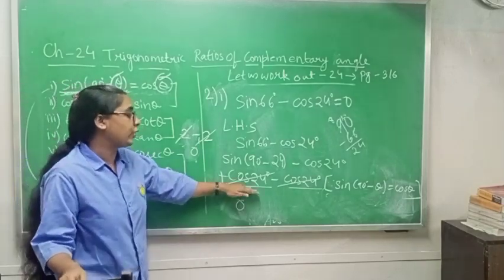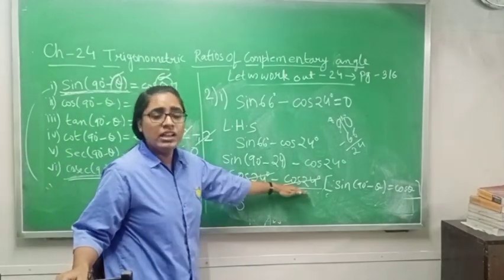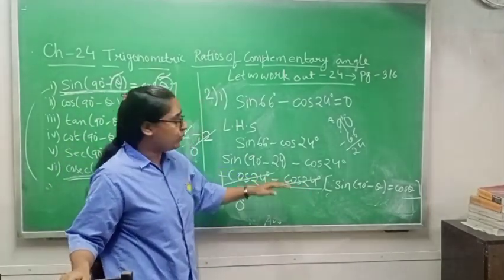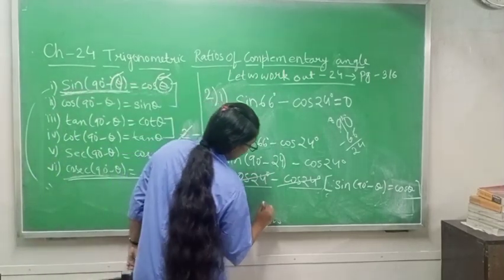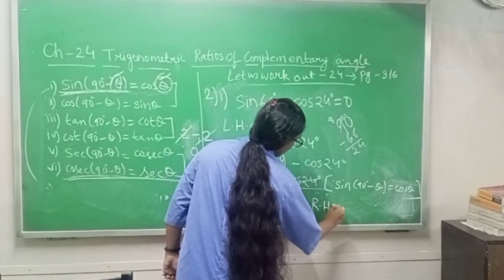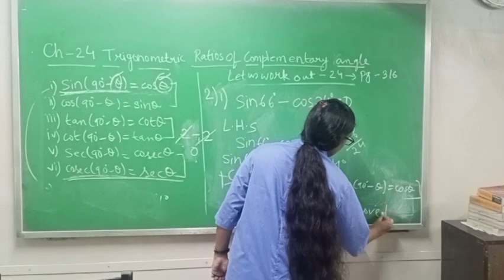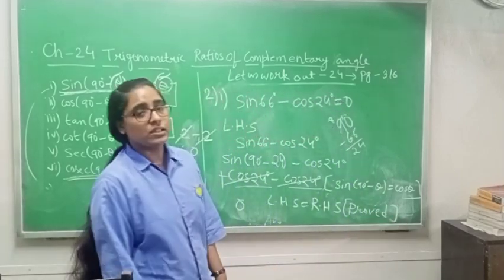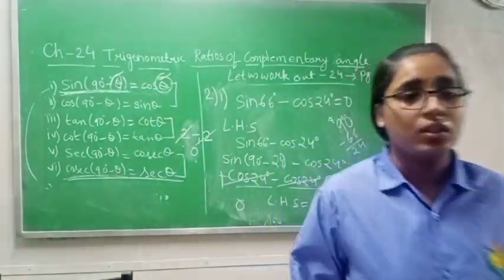Here we are subtracting cos 24 degree plus cos 24 degree minus cos 24 degree. Same thing but opposite sign. So both will cancel and you will get 0. So what will you write? LHS equals RHS. If you haven't shown it, you can write it also, because you have to show this one. Both are same. Okay? Understood this one? Copy this one.